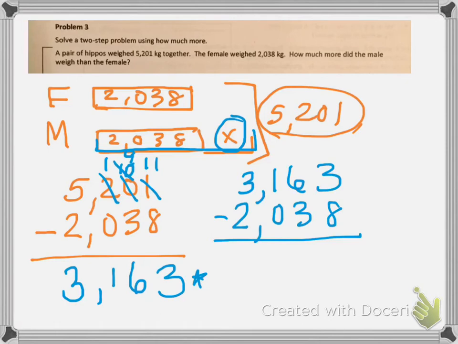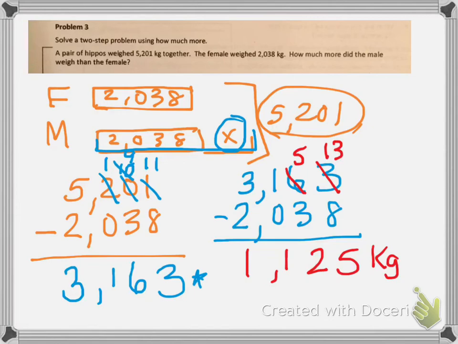3 take away 8. Can't do it. I have to come next door and rename that as a 5. Move 10 over. This is 13. 13 take away 8 is 5. 5 take away 3 is 2. 1 take away 0 is 1. And 3 take away 2 is 1. Okay, and we're dealing with kilograms here, our units. Don't forget your units.